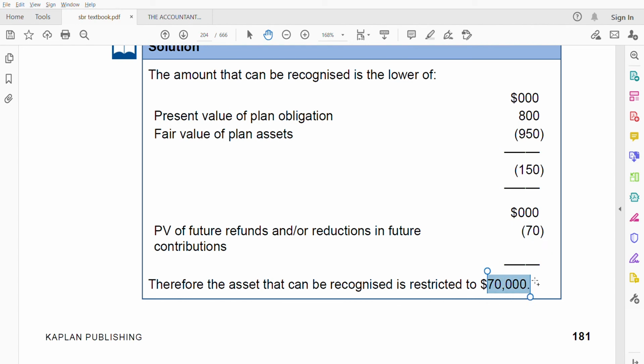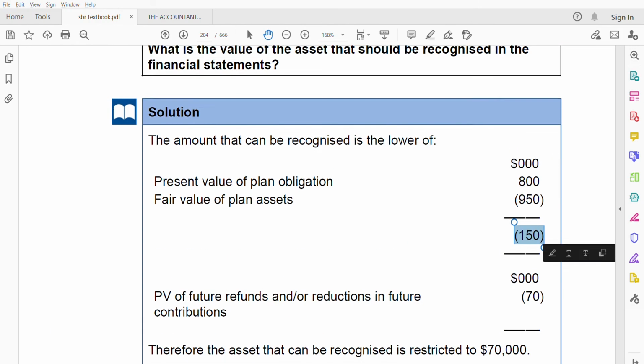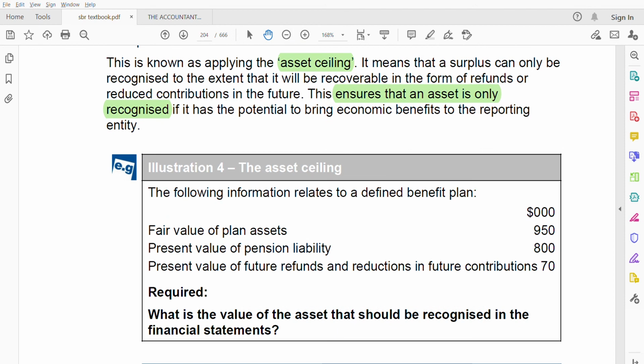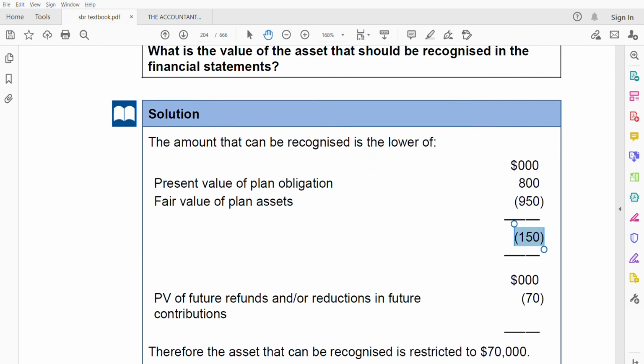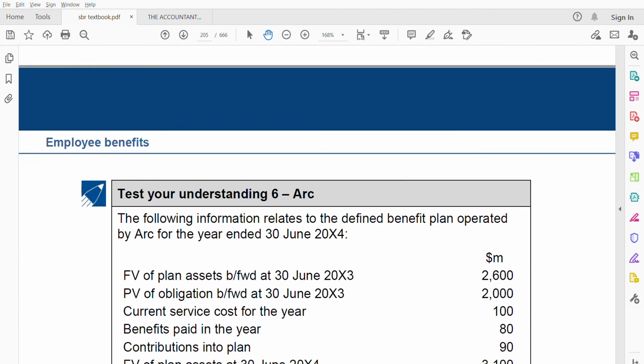And when you're comparing this 70, don't compare with 950. Don't forget that you have to first deduct the obligation and find the net asset or net liability. With this only you are comparing. So now the asset ceiling is clear, that lower of this test, understanding 6.